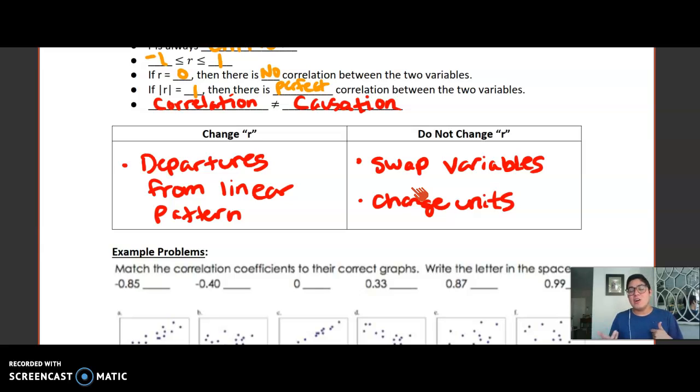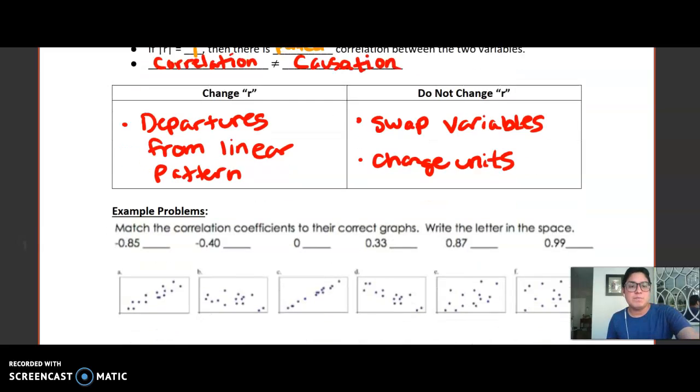Now, because r is the sum of the products of the z-scores, we know that if I swap the variables, if I swap zx and zy, that's going to be okay because it's still the sum of those two products. Or if I change the units, again, I'm converting one of the z-scores, it's okay because it's a standardization. So swapping the variables or changing the units is not going to switch up r. Again, what does switch up r is those departures from the linear pattern.